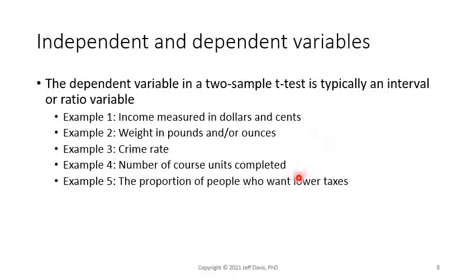It could represent a proportion, though. The dependent variable could represent a proportion. So the proportion of people who want lower taxes, for example, or the proportion of people who've experienced this, the proportion of people who think this. So it could be a proportion.